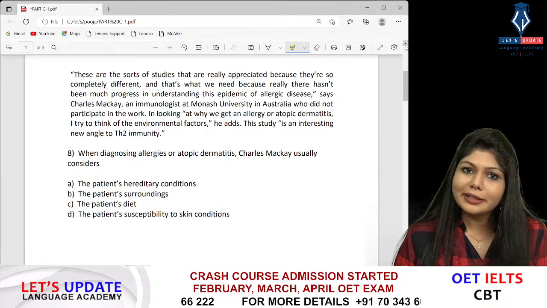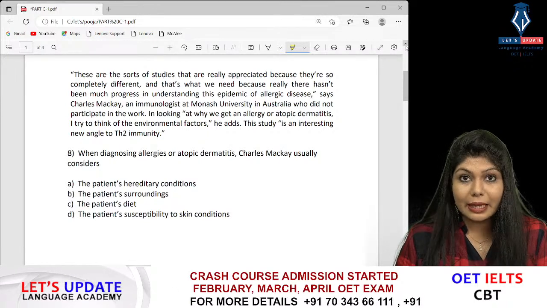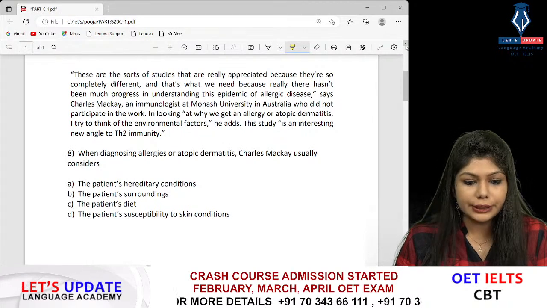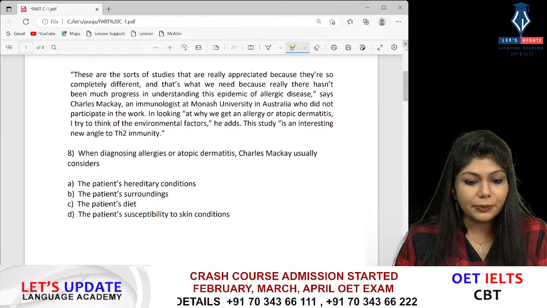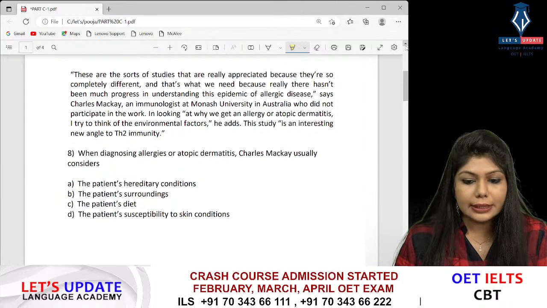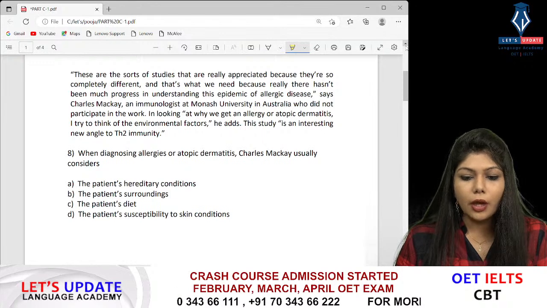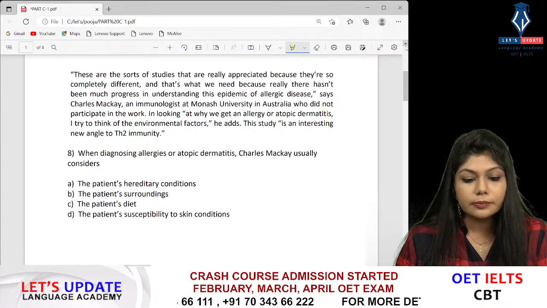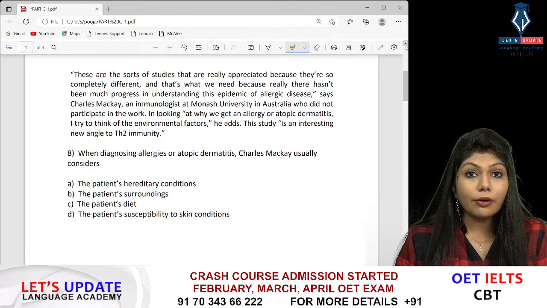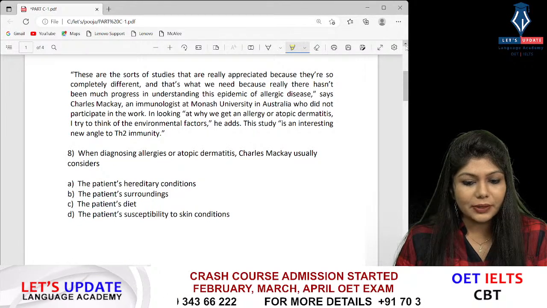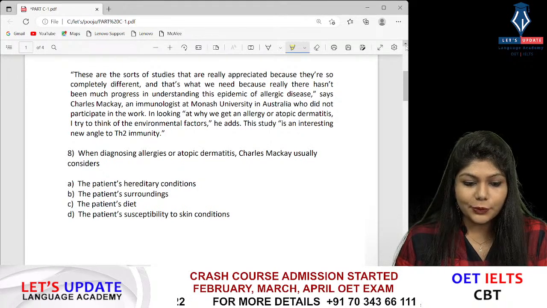So let's just read it together now. These are the sorts of studies that are really appreciated because they are so completely different. And that's what we need because really there hasn't been much progress in understanding this epidemic of allergic disease, says Charles Mackay, an immunologist at Monash University in Australia who did not participate in the work. I'm looking at why we get an allergy or atopic dermatitis. I try to think of the environmental factors here. This study is an interesting new angle to Th2 immunity.